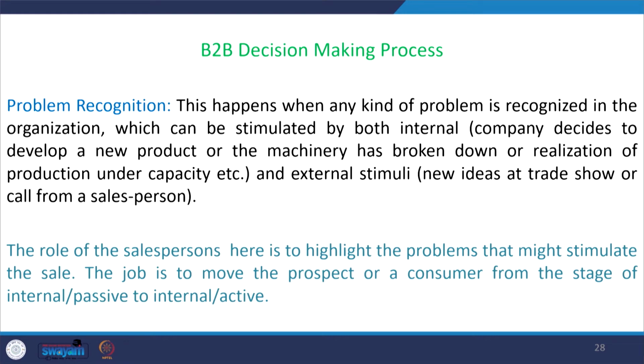First, he might make the prospect realize their need. If you put it technically, his job is to move them from internal passive state to internal active state. Internal passive state simply means they have realized that there is a problem but still they are not acting on it. The engineer who is working in a plant might realize that we are operating under capacity, or the machinery has worn out and we need a new one, but he might maintain the status quo and not put in a request for new machinery. This is basically called an internal passive stage.